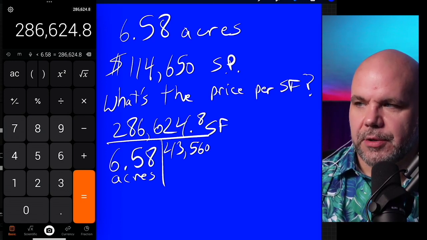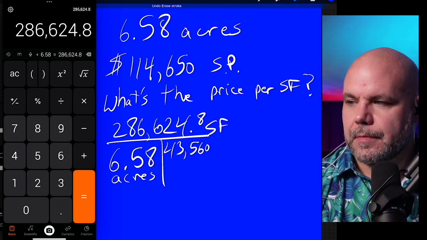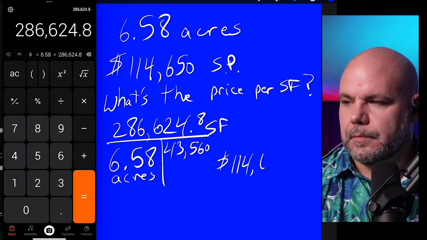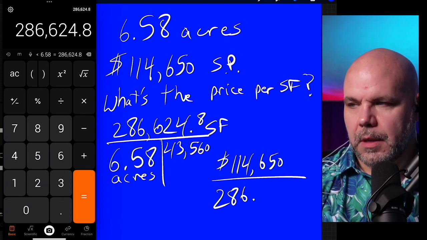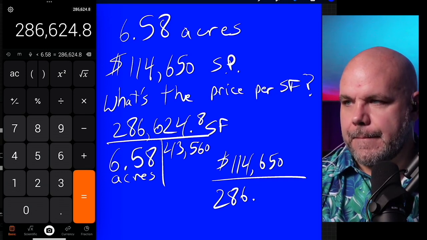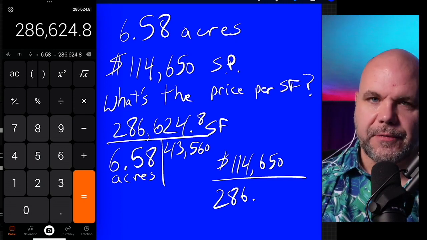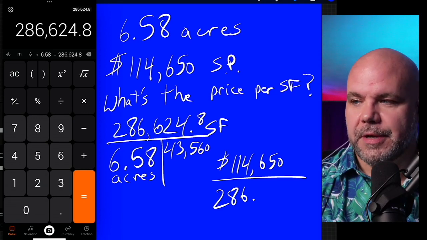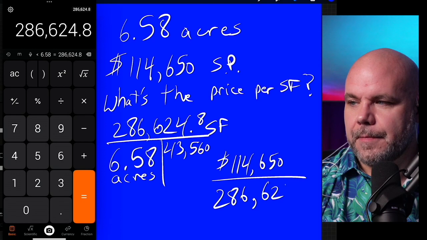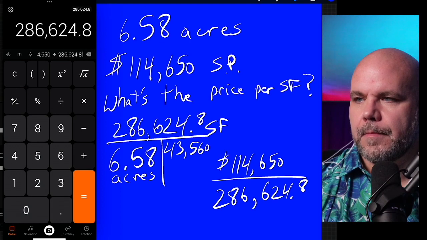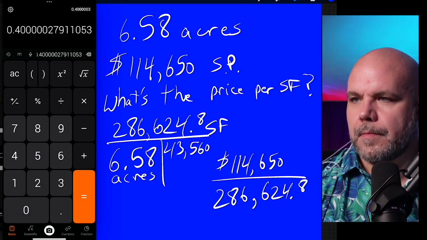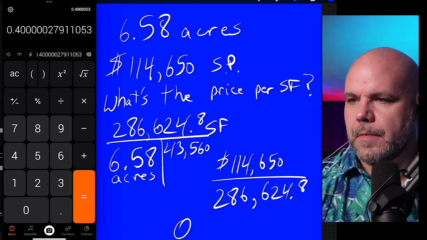It's sold for $114,650, and we just need to divide that by the square feet. You could also say it's sold for $114,650 per 6.58 acres, right? A very clunky way of saying that. See if I got that right.